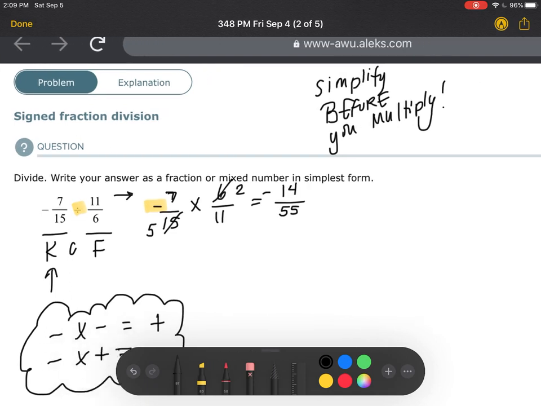You don't need to say, okay, well, negative 7 times 6 is this, and the tops and the bottoms aren't negative or positive by themselves. It's the whole thing. So this is your answer. You cannot simplify that anymore. So that is all you need to do.